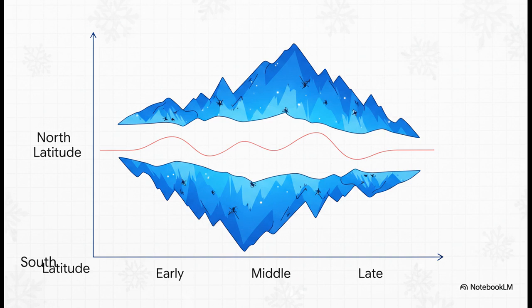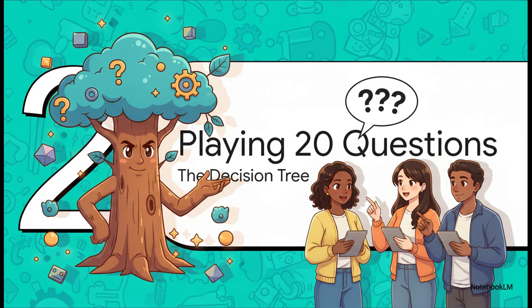So if you were to plot this all out on a graph of latitude versus month, you'd get these totally separate blobs of ski regions. Any simple straight line model would just completely fail. It wouldn't know what to do. So, okay, if a straight line is out, what's the solution? This is where our hero of the day, the decision tree, steps in.